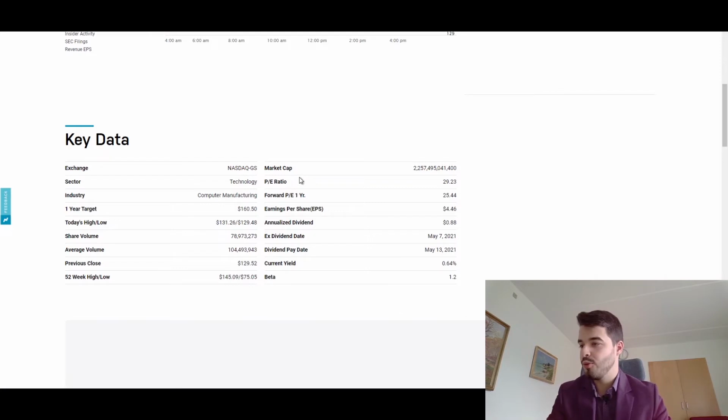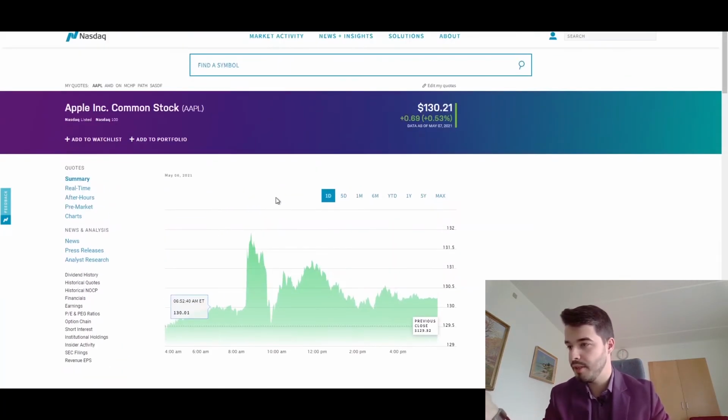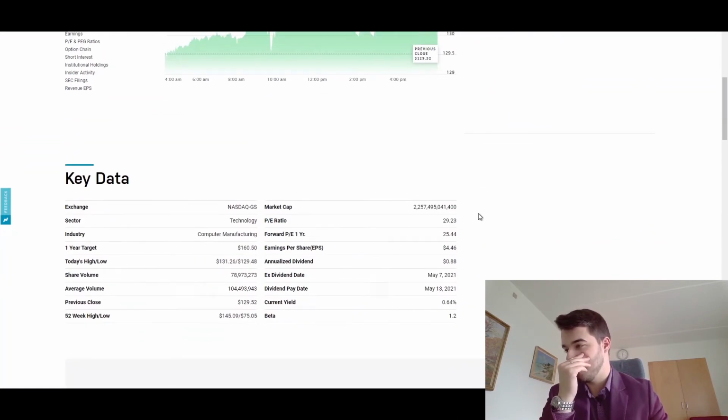Secondly, what do we look for? We look for P to E ratio. Right here it is 29. P to E ratio means basically the share price which the company has. So for Apple we have 130 right now. So it's the share price divided by the earnings per share, which we spoke about now. So if the P to E ratio, which for Apple is 29, is high for the company you're looking for, 29 is considered high. So it's double digit, it is high.